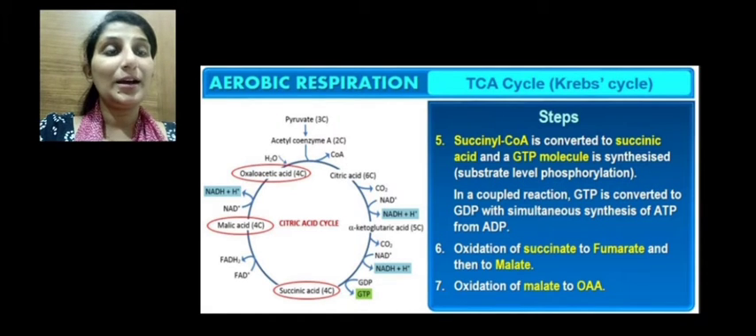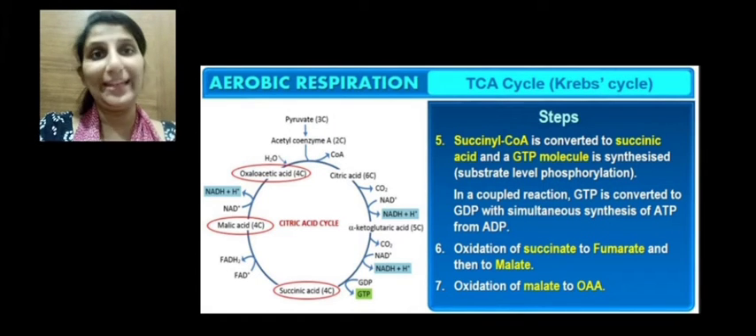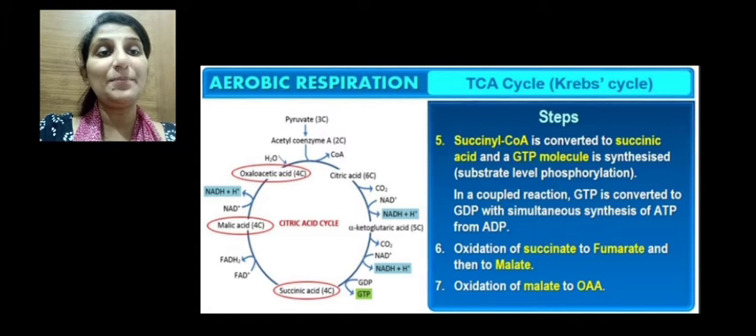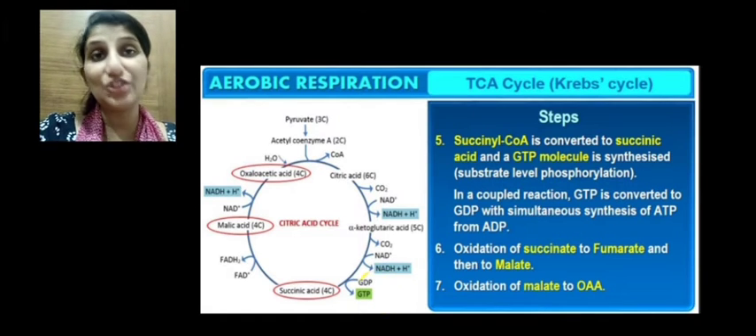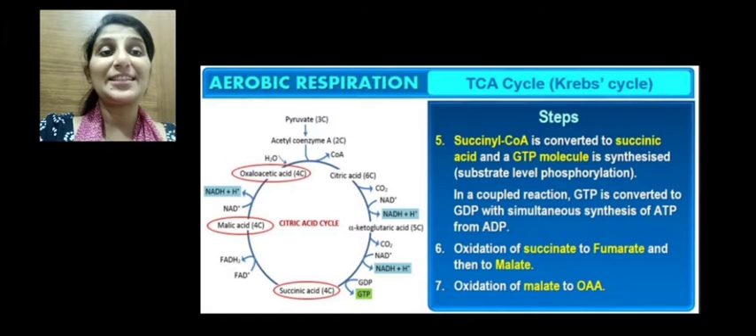And it is a coupled reaction. That is, the GTP immediately transfers its phosphate group to ADP, and thus GTP gets converted to GDP, and the ADP which has received the phosphate group gets converted to ATP.